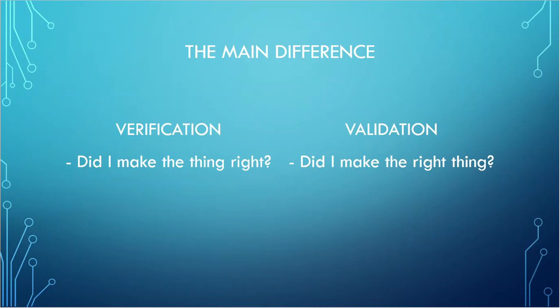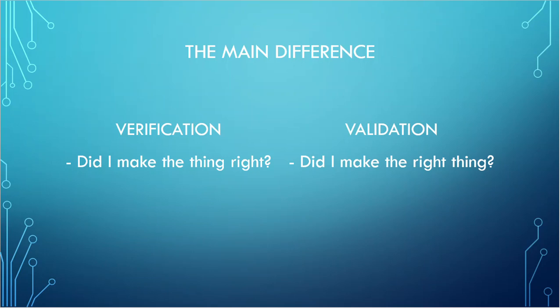So, what we want to start with is to explain the main difference between the two. The easiest way to do this is to just use these sentences to remember it. Verification: did I make the thing right? Validation is: did I make the right thing?